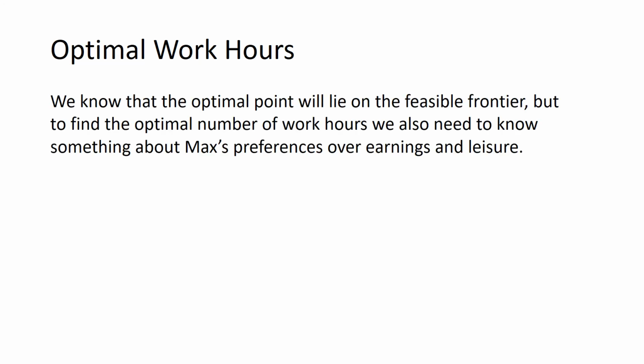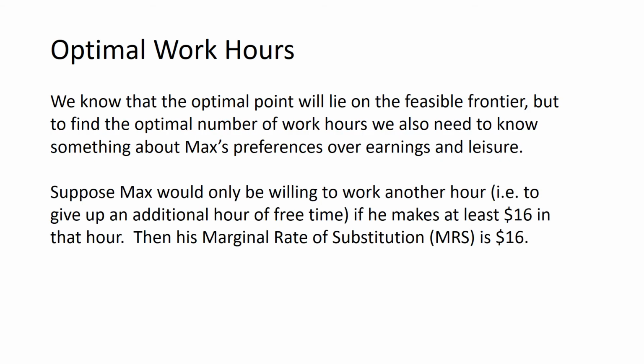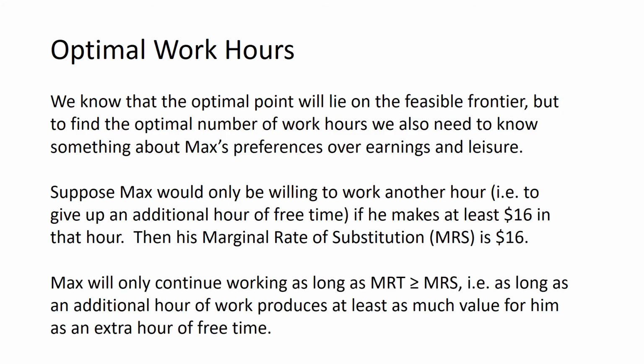We know that the optimal point will lie on the feasible frontier. But to find the optimal number of work hours, we also need to know something about Max's preferences over earnings and leisure. Suppose Max would only be willing to work another hour, or to give up an additional hour of free time, if he makes at least $16 in that hour. Then the marginal rate of substitution is $16. Max will only continue working as long as the marginal rate of transformation is greater than or equal to the marginal rate of substitution. In other words, he will only continue working as long as an additional hour of work produces at least as much value for him as an additional hour of free time.